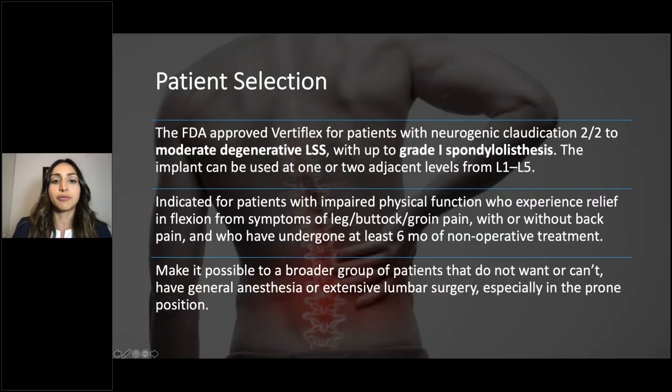So this is intended for patients with neurogenic claudication secondary to moderate degenerative lumbar spinal stenosis with up to grade one spondylolisthesis. It can be used at one or two adjacent levels from L1 to L5. Indicated for patients with impaired physical function who've experienced relief in flexion from symptoms of leg, buttock, and groin pain, with or without back pain, and who have undergone at least 6 months of non-operative treatment. It also makes it possible for a larger group of patients who maybe don't want or can't tolerate general anesthesia or an extensive lumbar surgery, especially in the prone position.